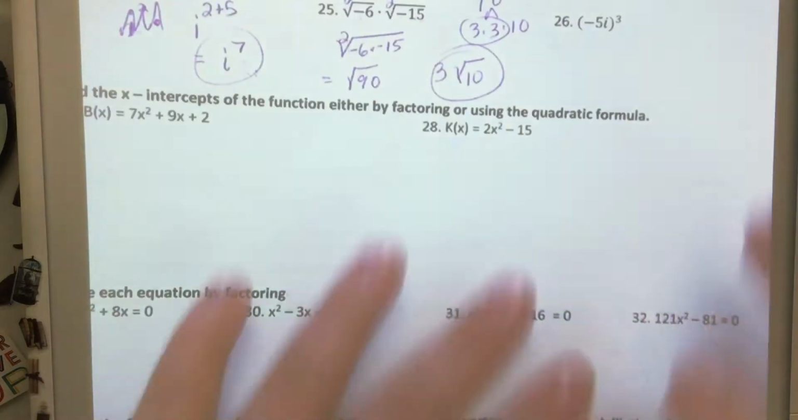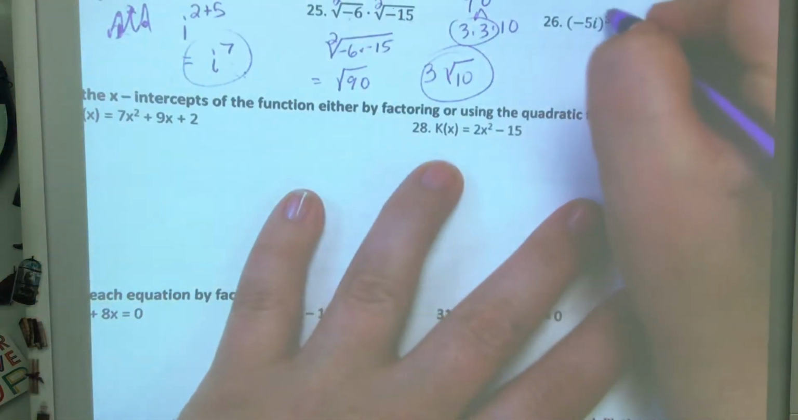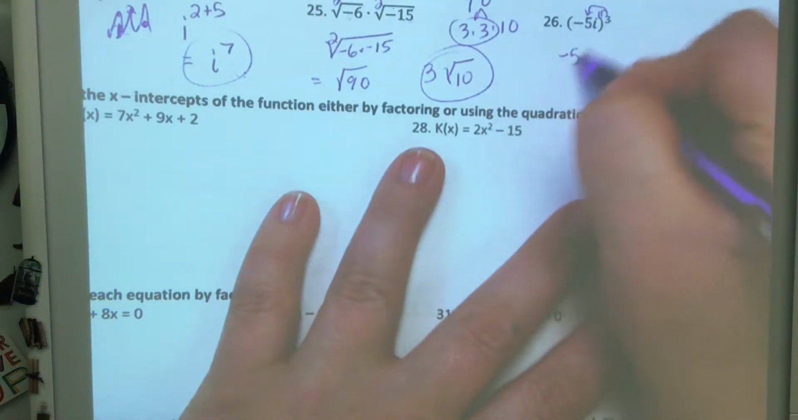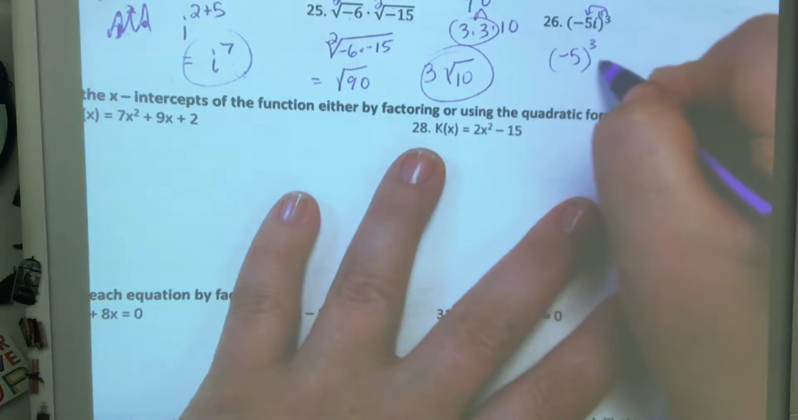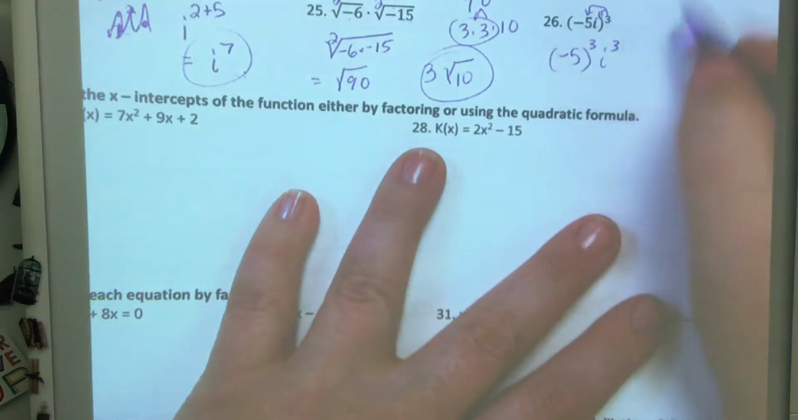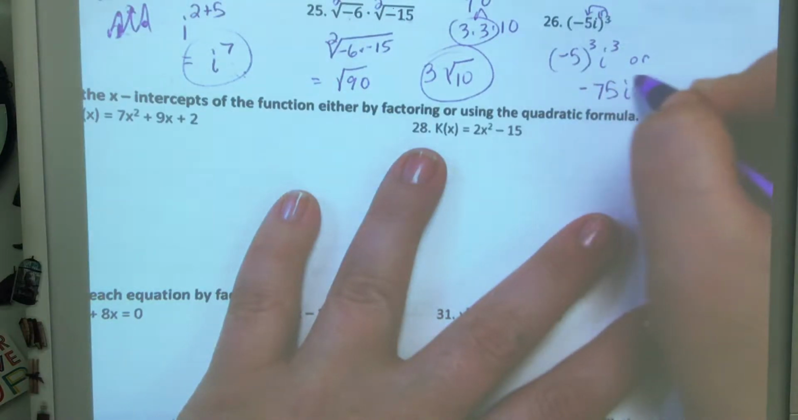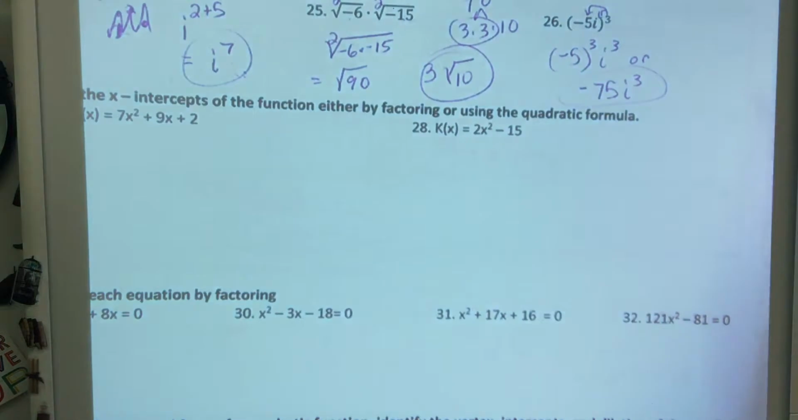And for the last one, again, when you have an exponent on the outside, you distribute it through everything, so that's -5 cubed, i cubed. And I would accept it like this, or -75 i cubed. Either way, I'm okay with.